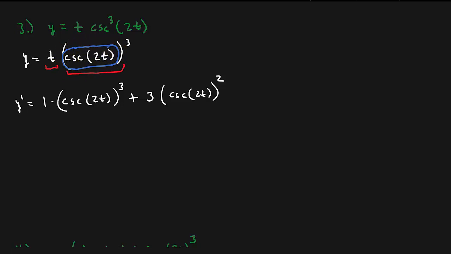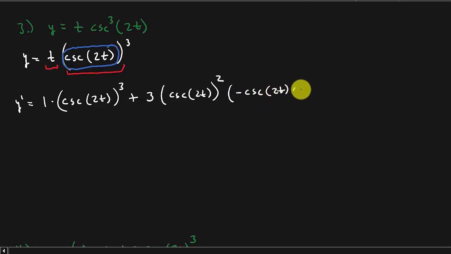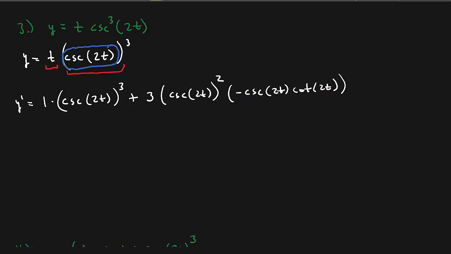So what's the derivative of cosecant? Well, that's negative cosecant cotangent. Okay, that's the derivative of cosecant. And then it's times the derivative of what you're taking the cosecant of. So the derivative of 2t is 2.